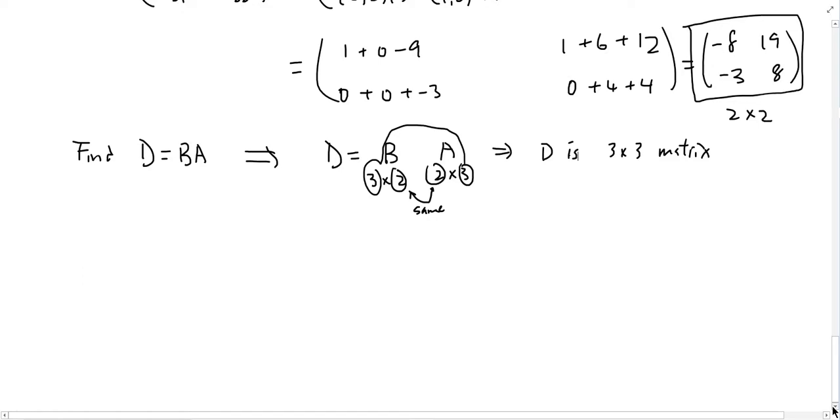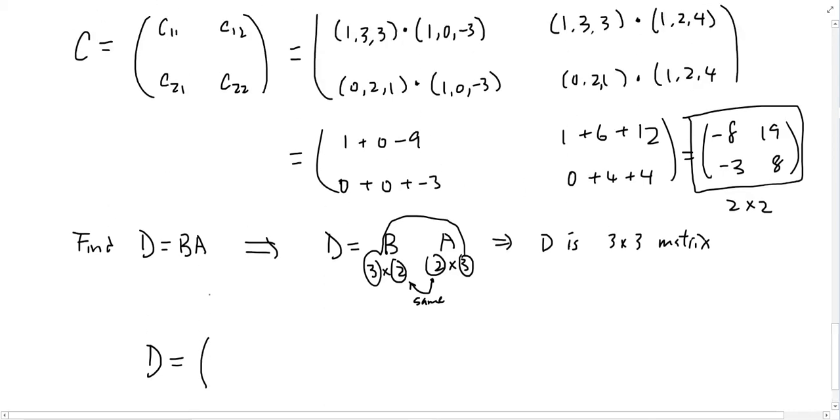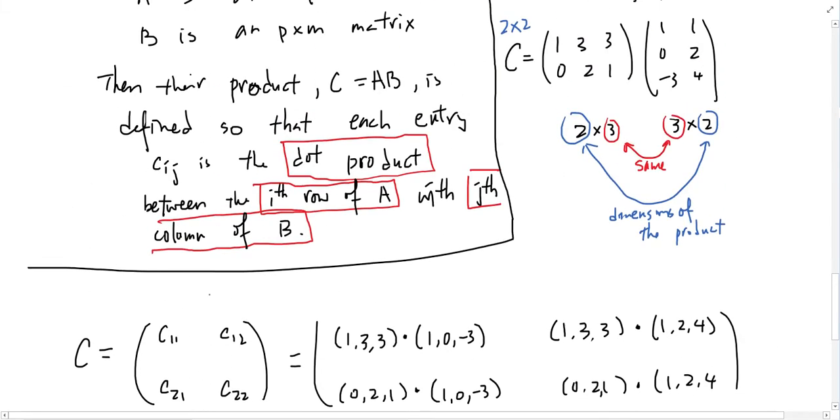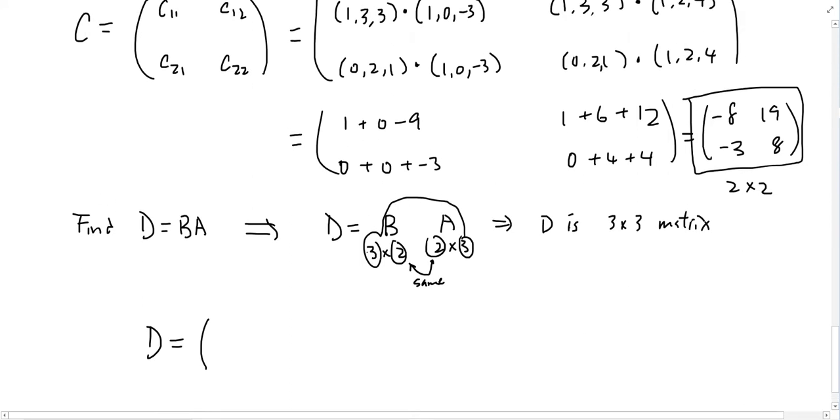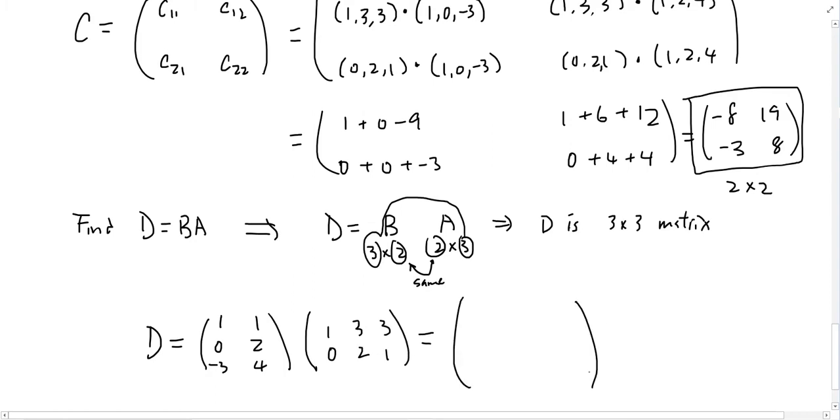So now what I want you to do is this. I'm going to state the answer for the product between these two matrices. Let's see if I just write it out first. B is 1, 1, 0, 2, negative 3, 4, times A, which is 1, 3, 3, 0, 2, 1. And then we have a 3 by 3 matrix that would equal what? So I'm going to ask you to pause the video, go and do the problem, and then come back and see the answers, okay?